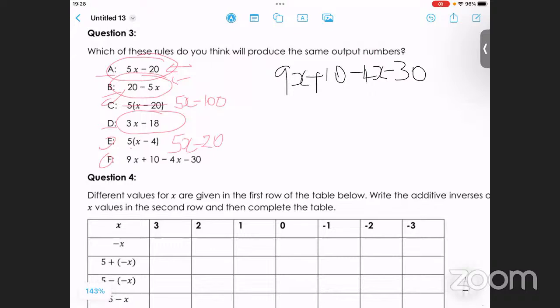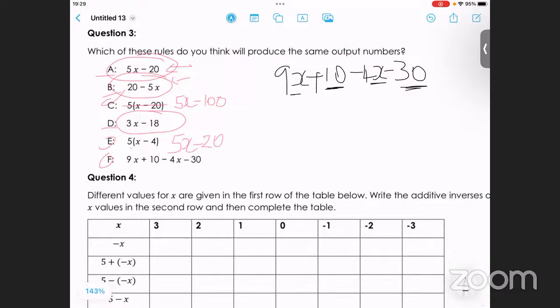When you have something like this, you have what we call like terms. Like terms are of the same group. When they say things are like terms, they are alike in some way. So we have x here and x here, and we also have a number here and a number here. With like terms, you group them together for as long as they are the same.